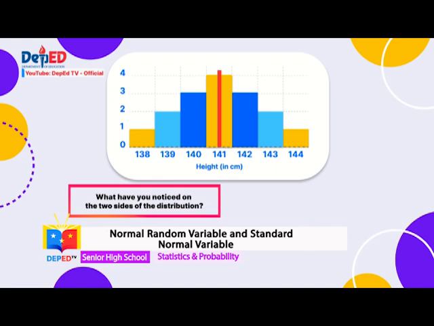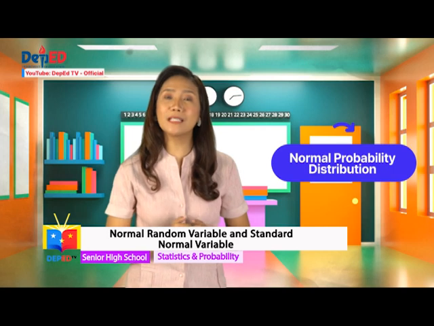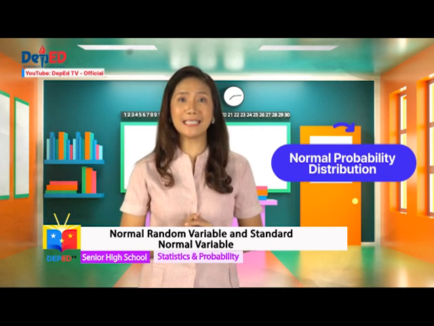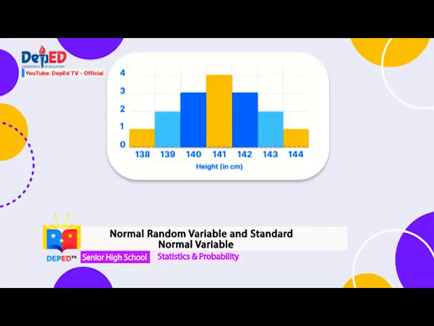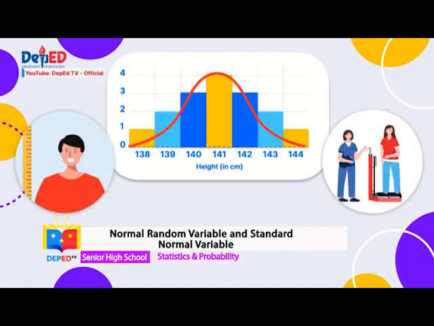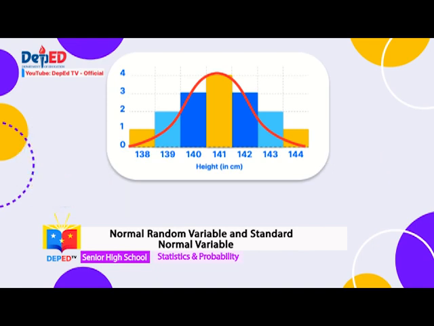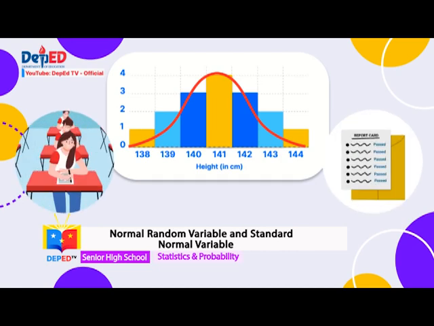What have you noticed on the two sides of the distribution? The distribution from the center to the right is a mirror of the distribution to the left as shown. Normal probability distribution is a probability distribution of continuous random variables. It shows a graphical representation of random variables obtained through measurement like the height and the weight of the students, the percentile rank of achievement tests, or any data with infinite values.